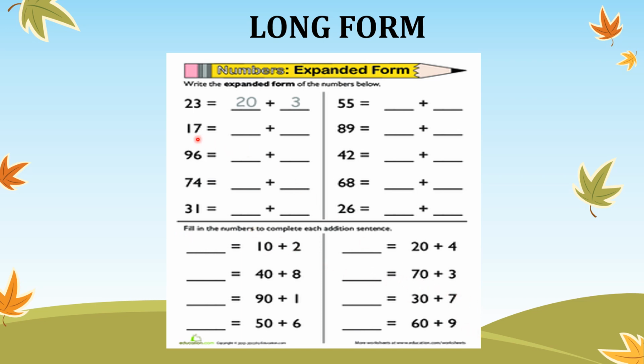Okay. So here we have 17. 17 के tens place पे क्या है? 1. So we will write 1 with a 0 here because it is at tens place, क्योंकि वो tens place पे है. Plus 7. Why? Because it is at ones place. So you will write 7 here.